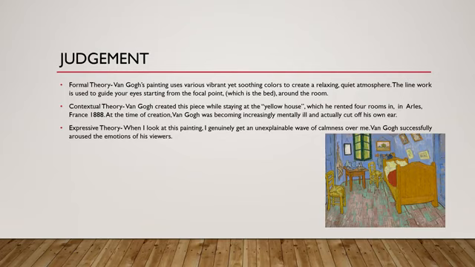Using the formal theory of analysis, Van Gogh's painting uses various vibrant but soothing colors to create a relaxing, quiet atmosphere. The piece has an asymmetrical balance with the bed located on the right side and some chairs and bedside table to the left. The line work is used to guide your eyes from the focal point, which is the bed in this case, around the room. The colors and shapes in this piece create unity.